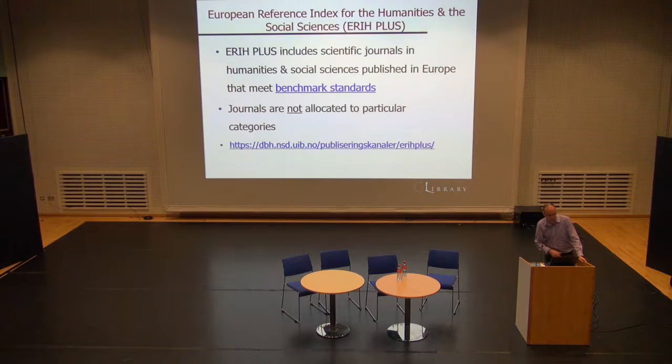There's also the ERIH Plus, the European Reference Index for the Humanities and Social Sciences, and this includes journals in those disciplines published in Europe that meet certain benchmark standards. Okay, so journals don't get ranked in any particular order. It's just if it meets the criteria, it's included. Okay, so it's things like peer reviewed, and the editorial board is from a variety of different institutions. Okay, so that's the web address.